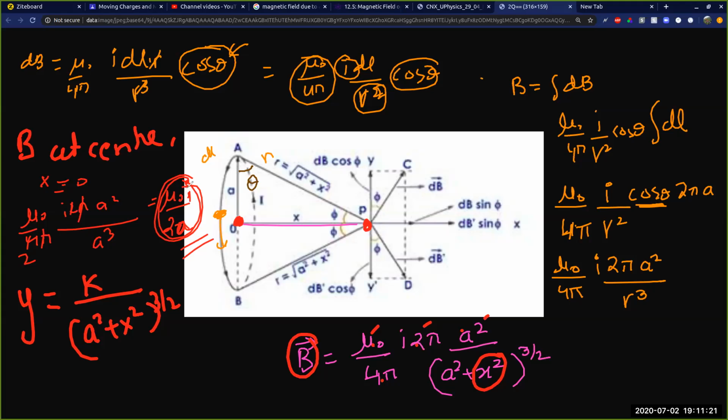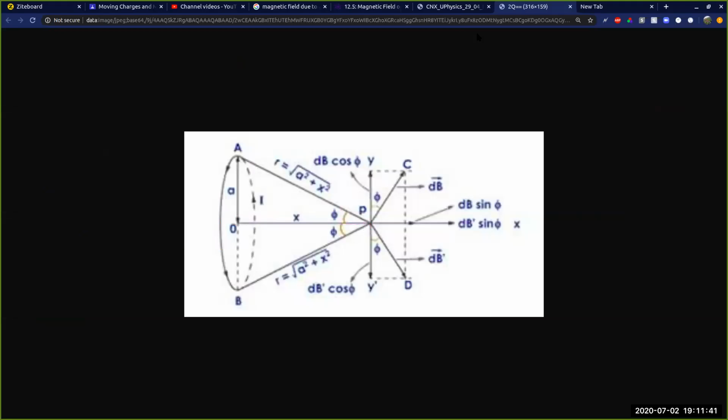So we were using that result, no? Mu naught I by 2a till now. Okay, that is how it comes. Mu naught I by 2. Understood, everyone? Yes, sir. Okay.